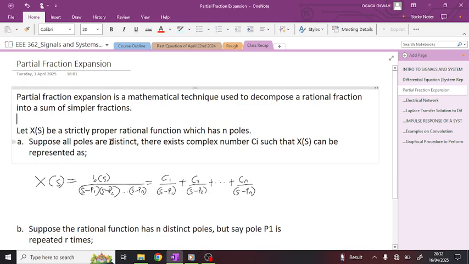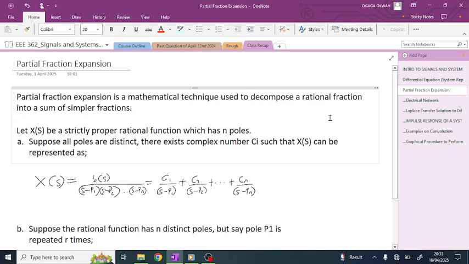In this video we're talking about partial fraction expansion. Of course, partial fraction expansion is a mathematical technique, and it's used in mathematics. Used to do what? Decompose a rational fraction into a sum of similar fractions.